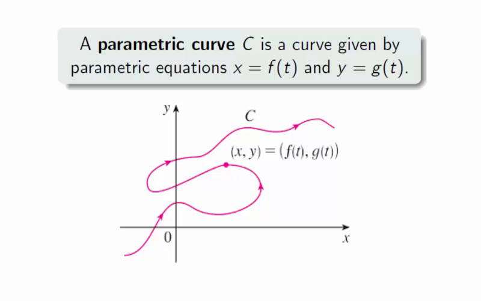The goal of this section is to do all of the calculus that we did for curves given by equations y equal f of x for parametric curves. This includes finding tangent lines, checking concavity, and finding arc length and areas. Let us begin with finding tangent lines.